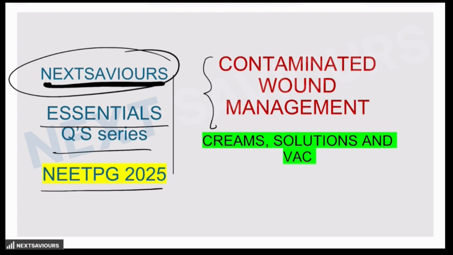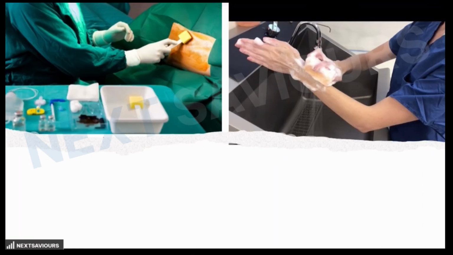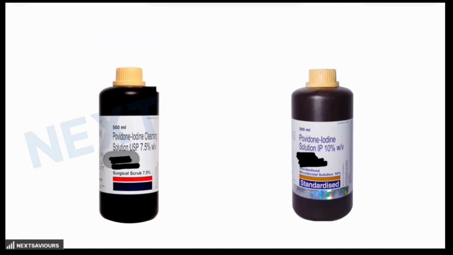Today we are going to have a discussion on the management of contaminated wounds and what are the creams, the solutions, and the VAC dressing which is utilized for the purpose. Before the wound becomes contaminated, if it is in the hands of the surgeon, these are the two important solutions which need to be recognized.